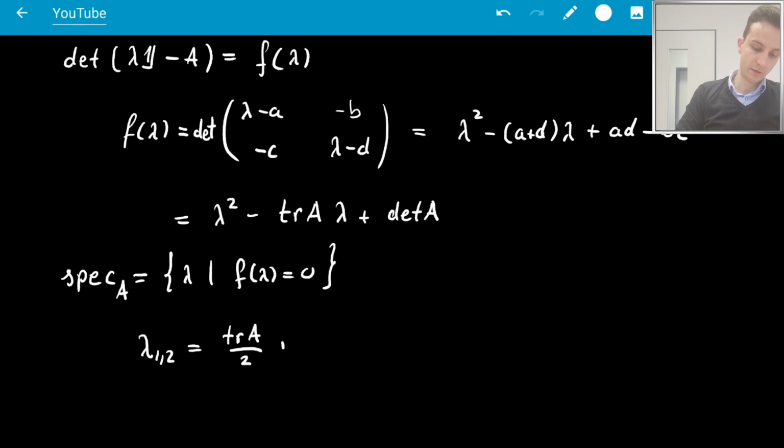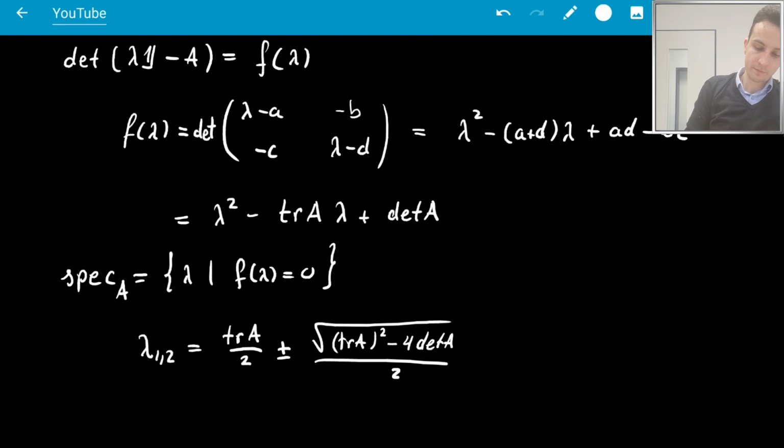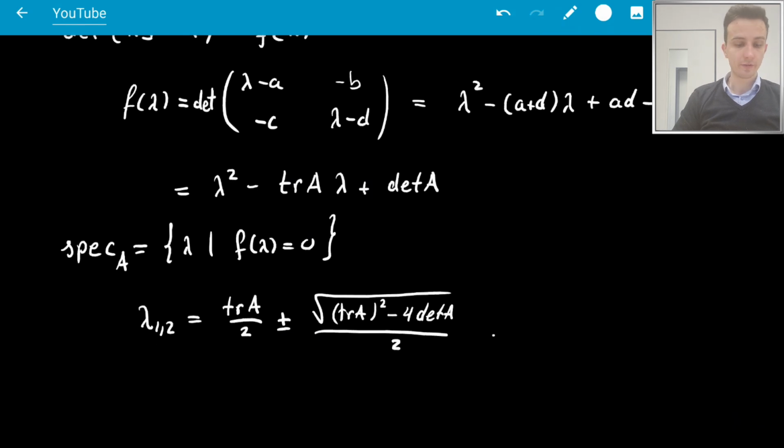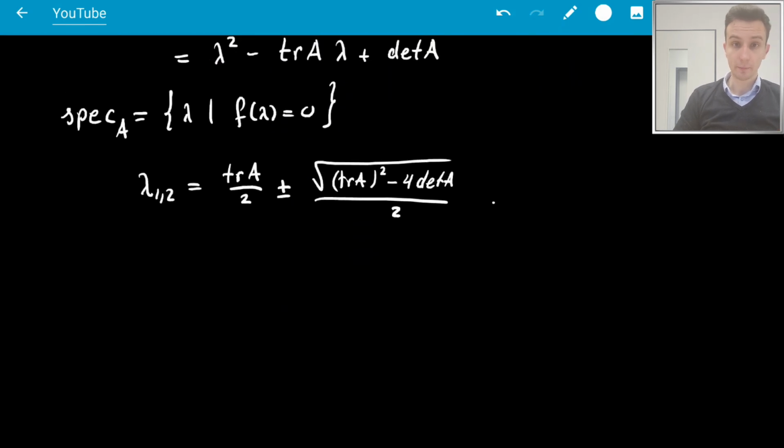It's going to be centered around trace A. And then we get plus or minus the square root of trace A squared minus 4 times the determinant of A, over 2. Or we could simplify it and put the 1 over 2 inside. Yeah, that's it. Nothing more to it. So those are the eigenvalues. We could apply this to an example.